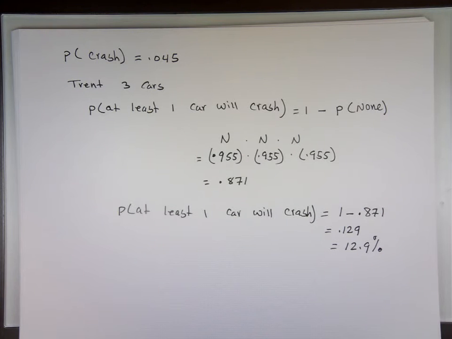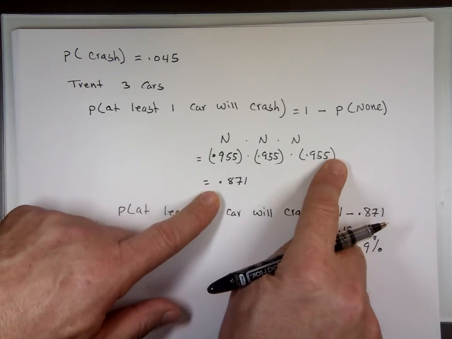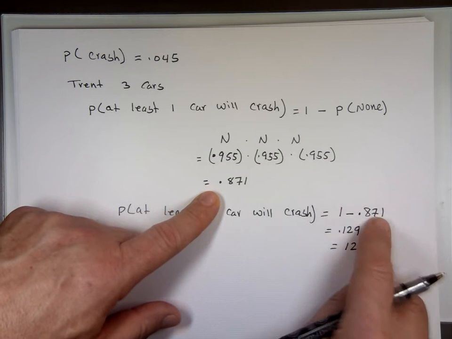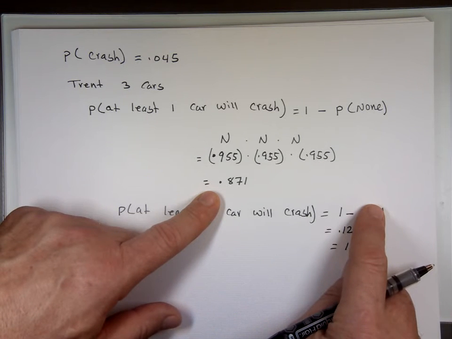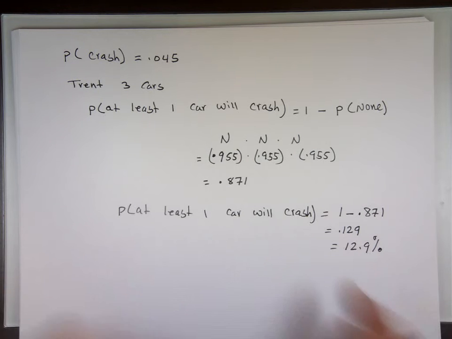If you have 4 cars, that number will be a little bit higher. Why? Because when you multiply that number by 0.955, that number will be a little bit smaller. So 1 minus a smaller number becomes a bigger number. So the more cars that you have, if you have a family of 10 kids, you have 12 cars there.